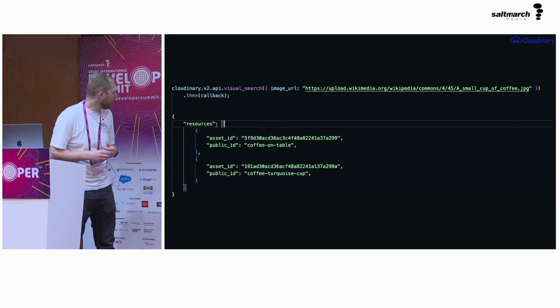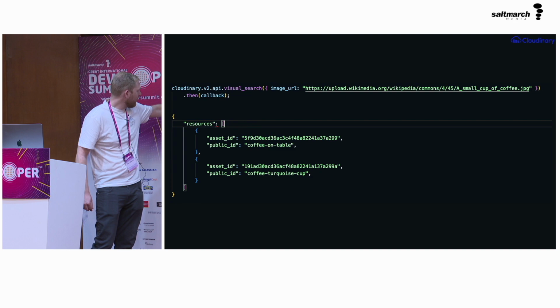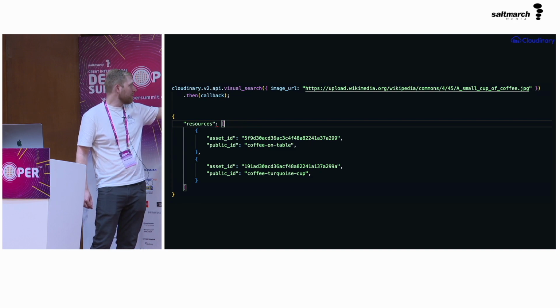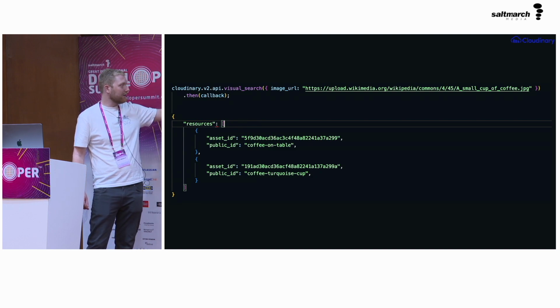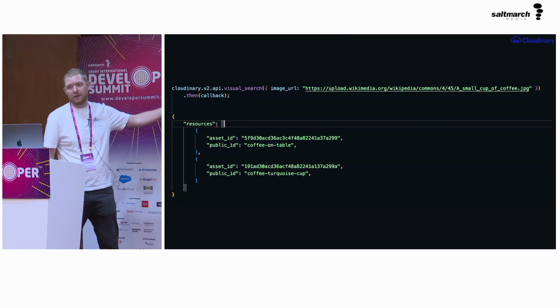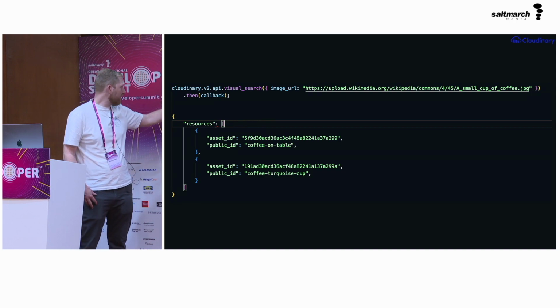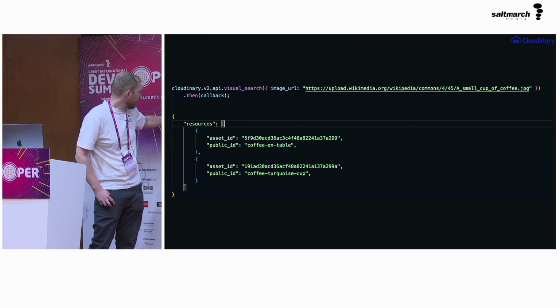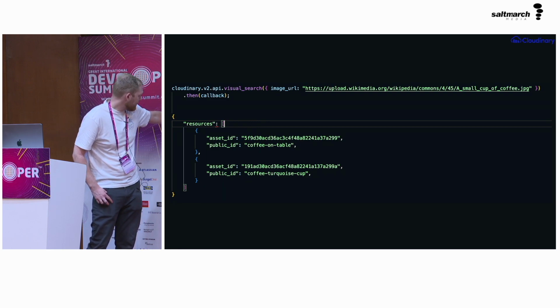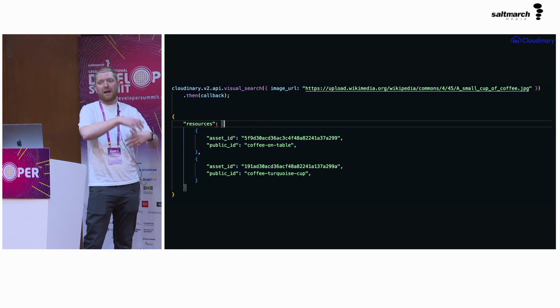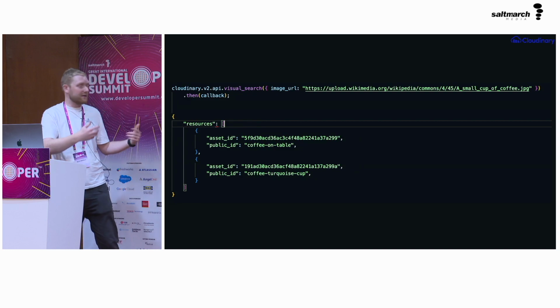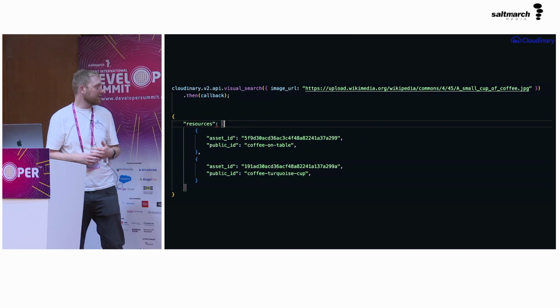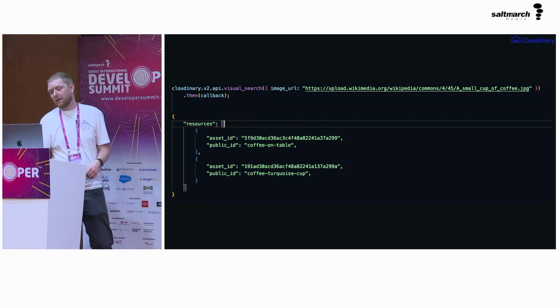In this case, we're calling the Visual Search API. This one we're providing a remote URL, so that cup of coffee image is an image from Wikimedia. And then, as you can see, the response here is a set of resources, a set of assets that are in your account that it considers to be a match based on the AI assessment of it.